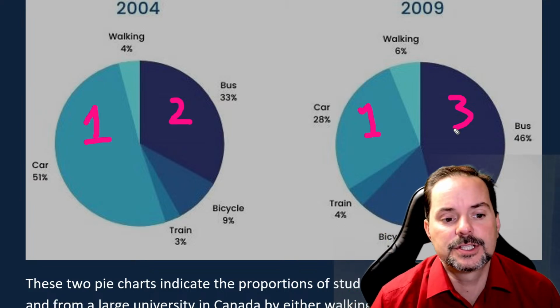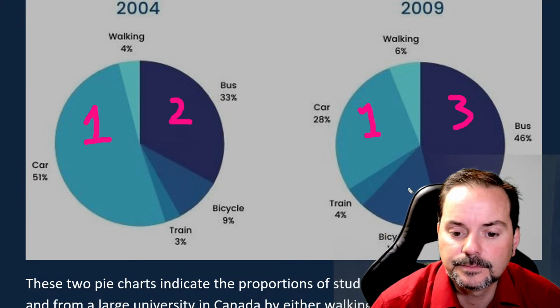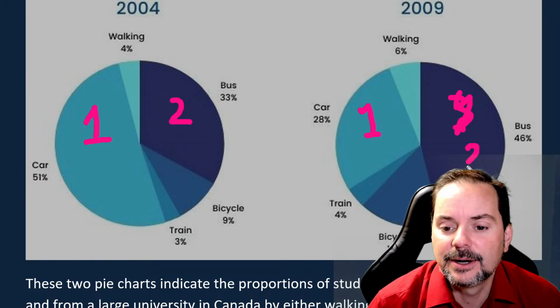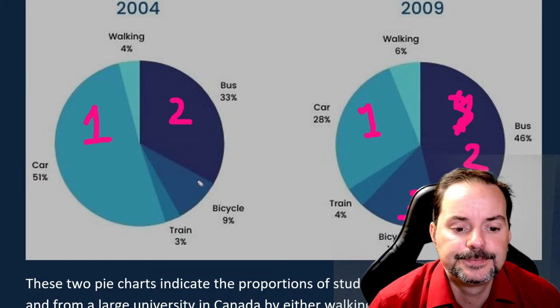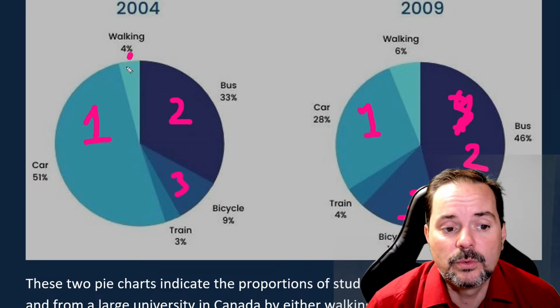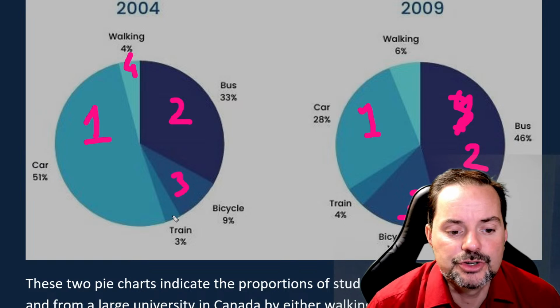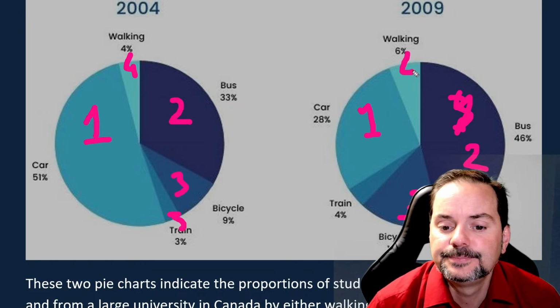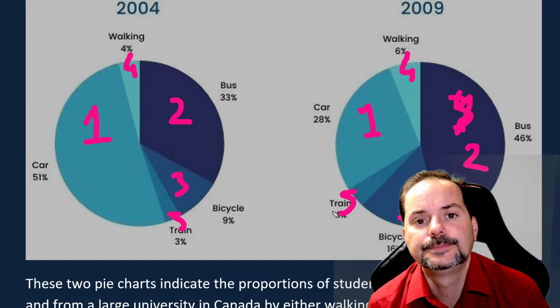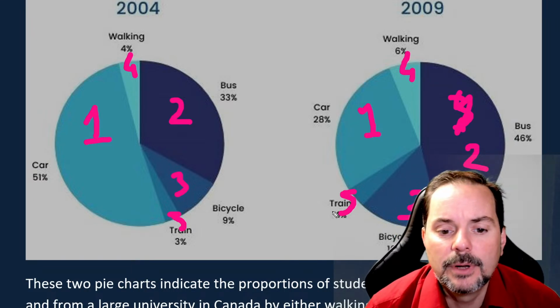Third, then obviously should be bicycle, or sorry, yeah, here. Third should be bicycle. And then fourth should be walking and train, right? All right, let's do that.